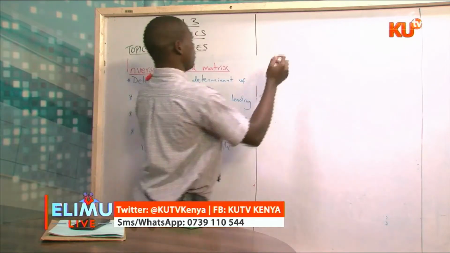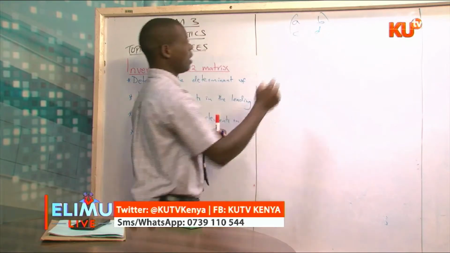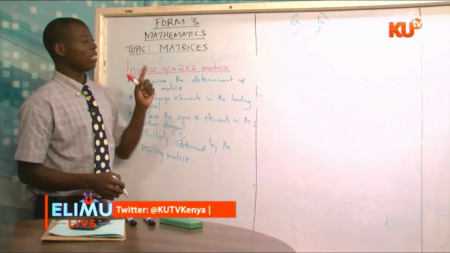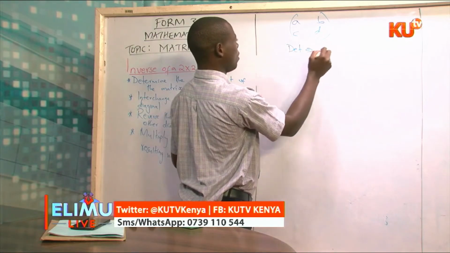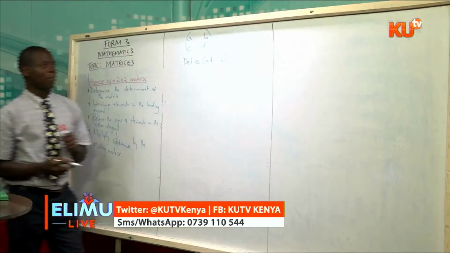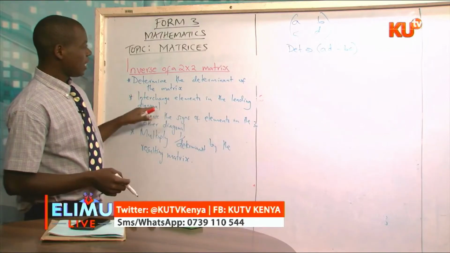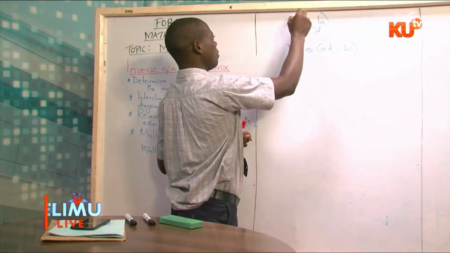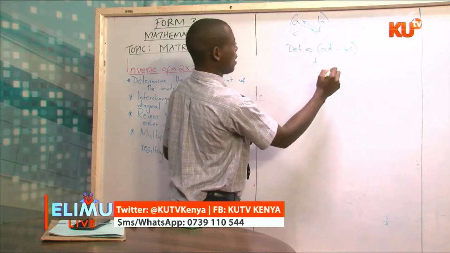We have a matrix, for example, A, B, C, D. This is a general matrix. To follow these steps, we've said the determinant is equal to AD less BC. That is the determinant of that matrix. Number 2, you interchange the elements in the leading diagonal. So where there is D, you shift to this position, A shift to this position. So you'll have D, A.